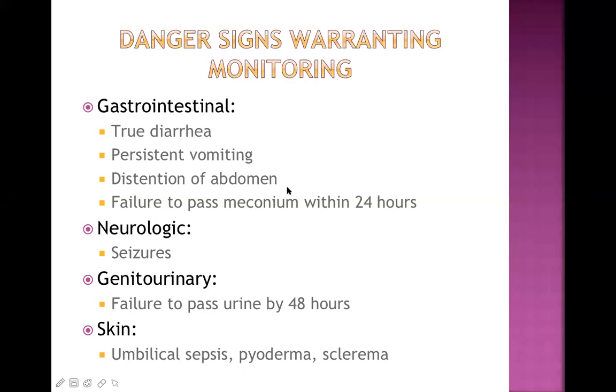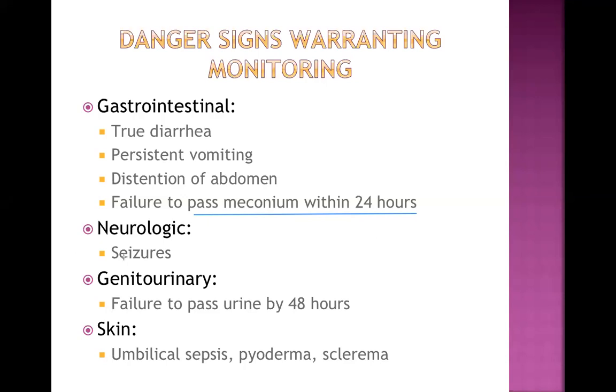Distension of the abdomen, always a danger sign. And failure to pass meconium within 24 hours. Please remember this. Failure to pass meconium within 24 hours is always a danger sign. Who knows? The baby doesn't have any anal opening. There is intestinal obstruction. All these things have to be ruled out.